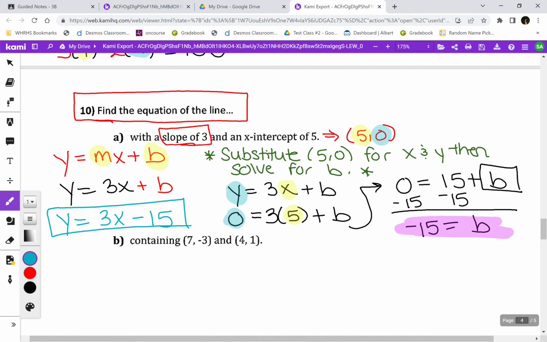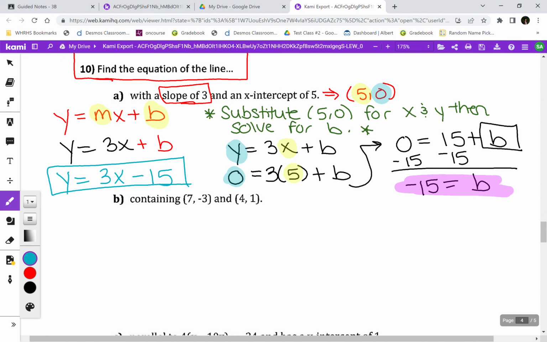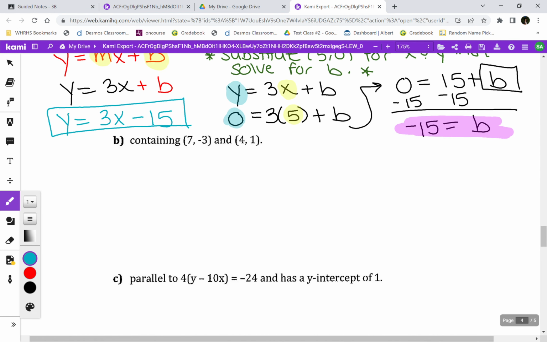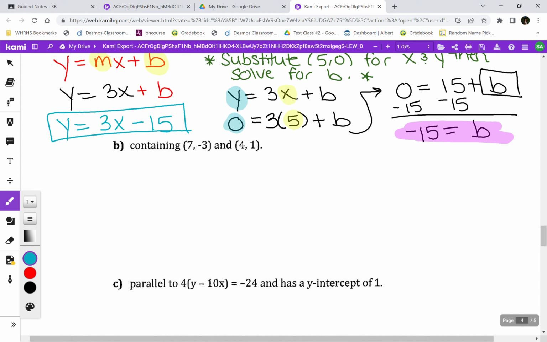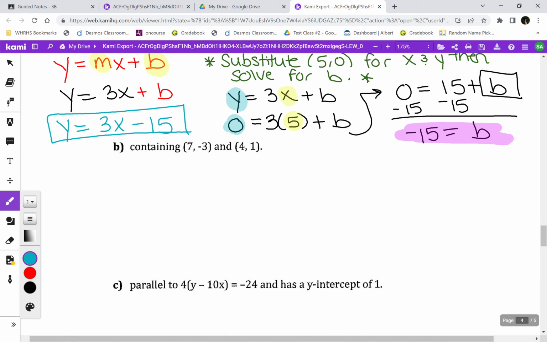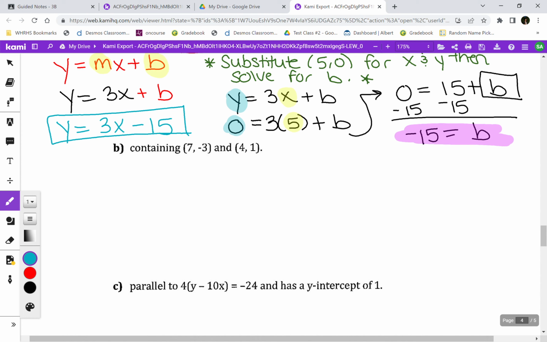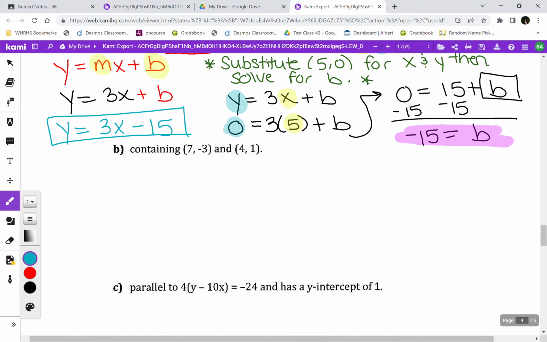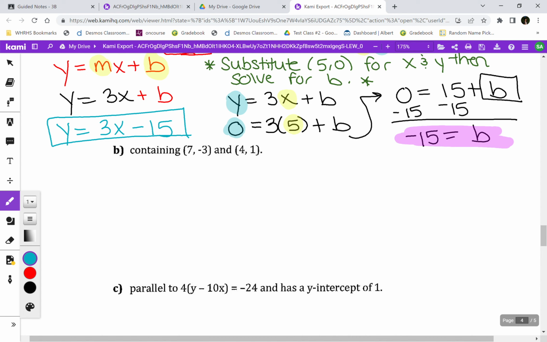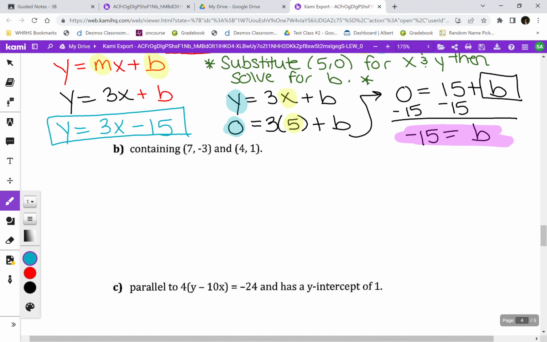All right, so now I'm going to step it up a little bit more, make it a little bit more difficult. Now I want to find the equation of a line that contains the point 7, negative 3, and 4, 1. My first question for you, is this either a horizontal or vertical line? I know it's not a horizontal and I know it's not a vertical line. Can someone tell me, just by looking at these 2 points, how do I know it's not a horizontal and it's also not a vertical line?